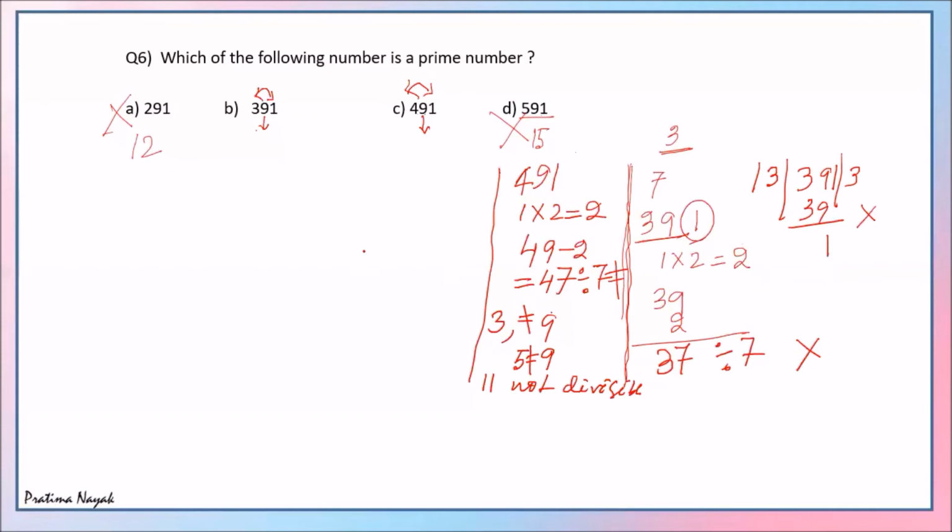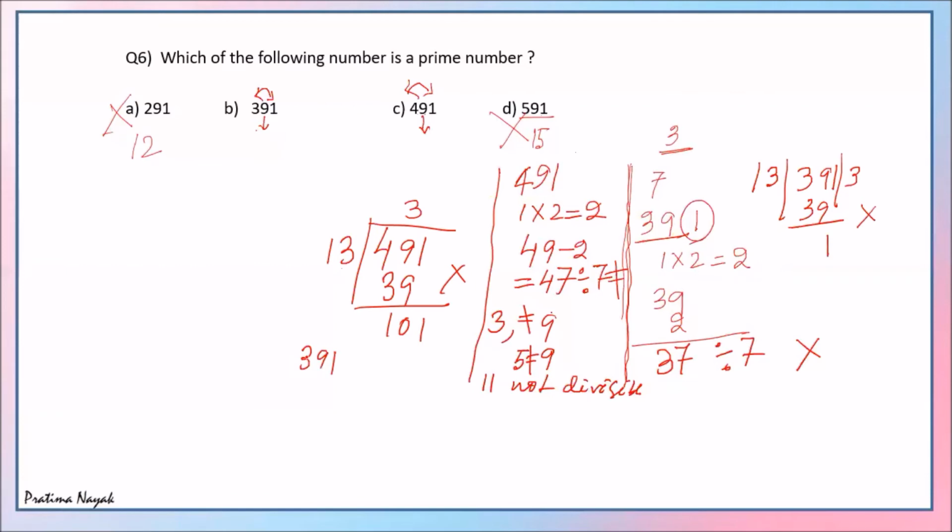Then now let us come to 491. 491 divided by 13. How much is it? 13 3s are 39. 101. It is also not divisible by 13. Then we'll go for 17. After 13, we'll go for 17.